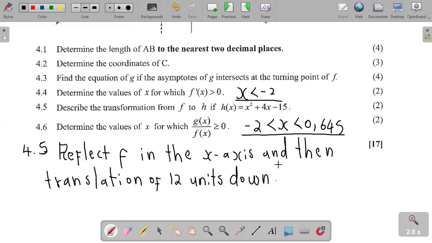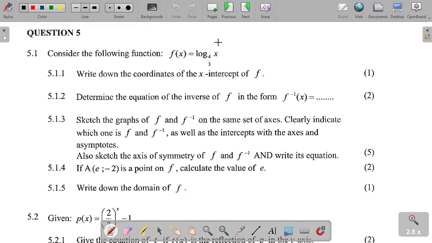So question 4 was 17 marks and it was based on functions. Okay. Let us move to question 5. So now, question 5 says consider the following function. F of x equals log of x to base 4 over 3. The base is 4 over 3. So it's a logarithmic function. Write down the coordinates of the x-intercepts of f. So you can see this is 1 mark.